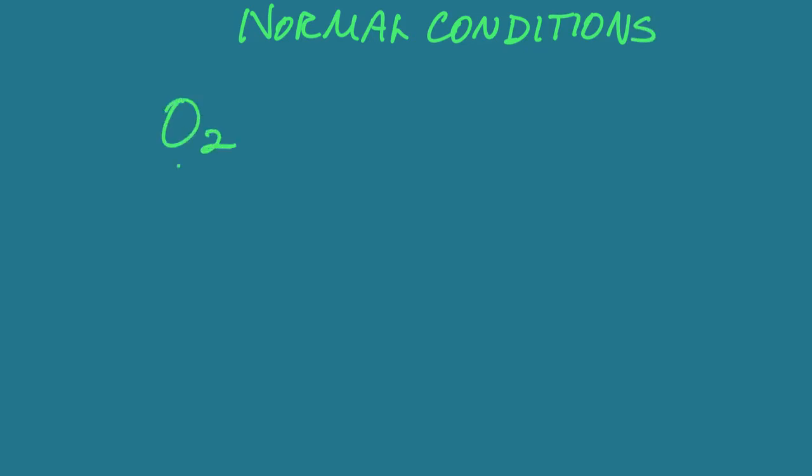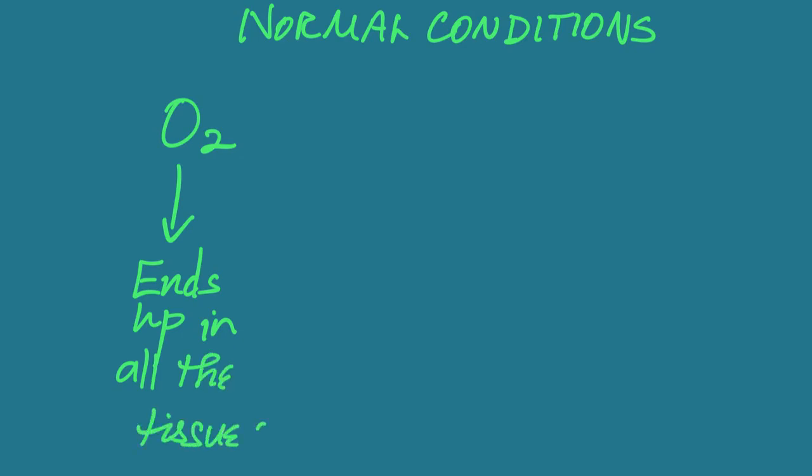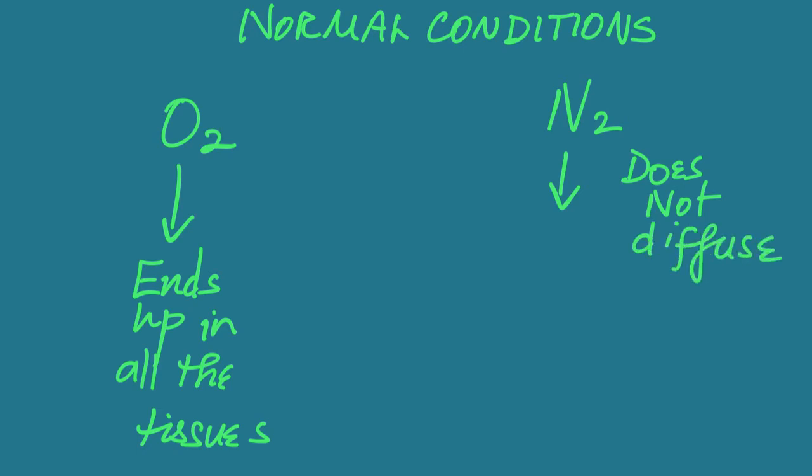So let's make this clear. Under Henry's law, we now know that in normal conditions, it is oxygen that ends up in our tissues. So oxygen diffuses across the capillary and alveolar walls, and ends up in all of our tissues. Nitrogen, on the other hand, does not diffuse across the alveolar and capillary walls because it is not soluble in water, and so it ends up being exhaled along with carbon dioxide.